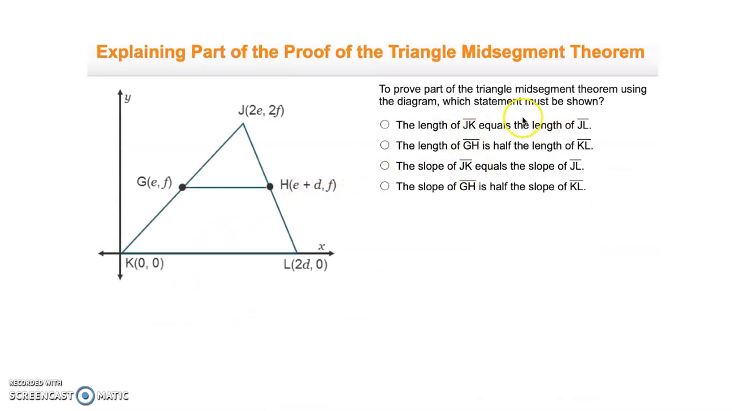Okay, to prove part of the mid-segment theorem, which one must be true? In this case, we're looking at GH, JK, and JL. All of these are talking about lengths. The mid-segment theorem doesn't have anything to do with slope, so we don't need to worry about that unless they are parallel lines. But in this case, JL and JK are not the lines that are parallel. They are GH and KL. We also know that the length of GH is 1/2 of KL. So that's the one that we need to know, that GH is 1/2 the length of KL.